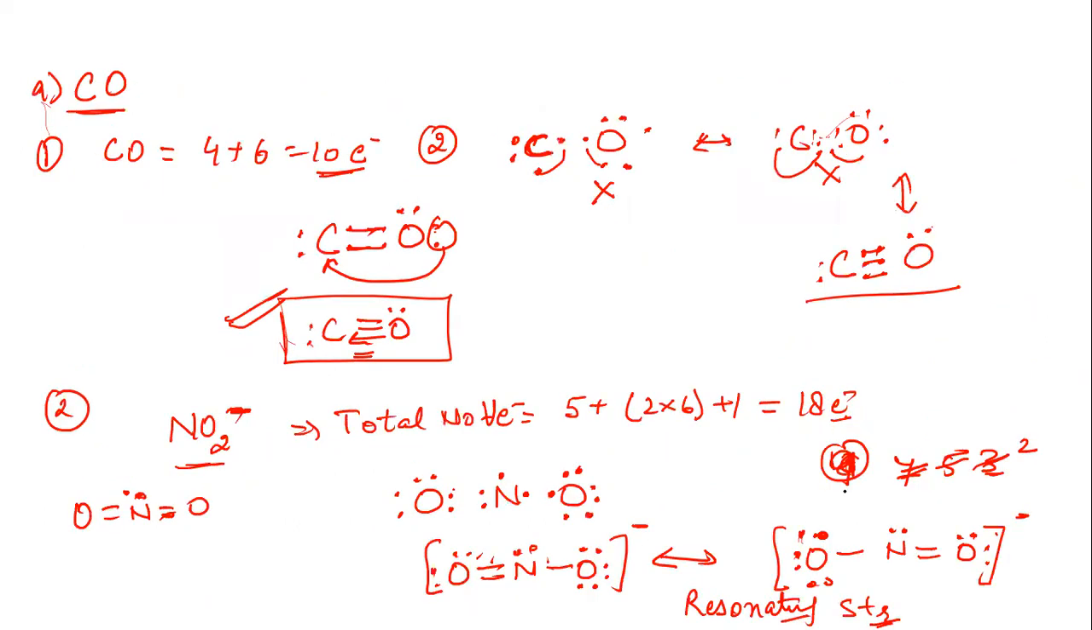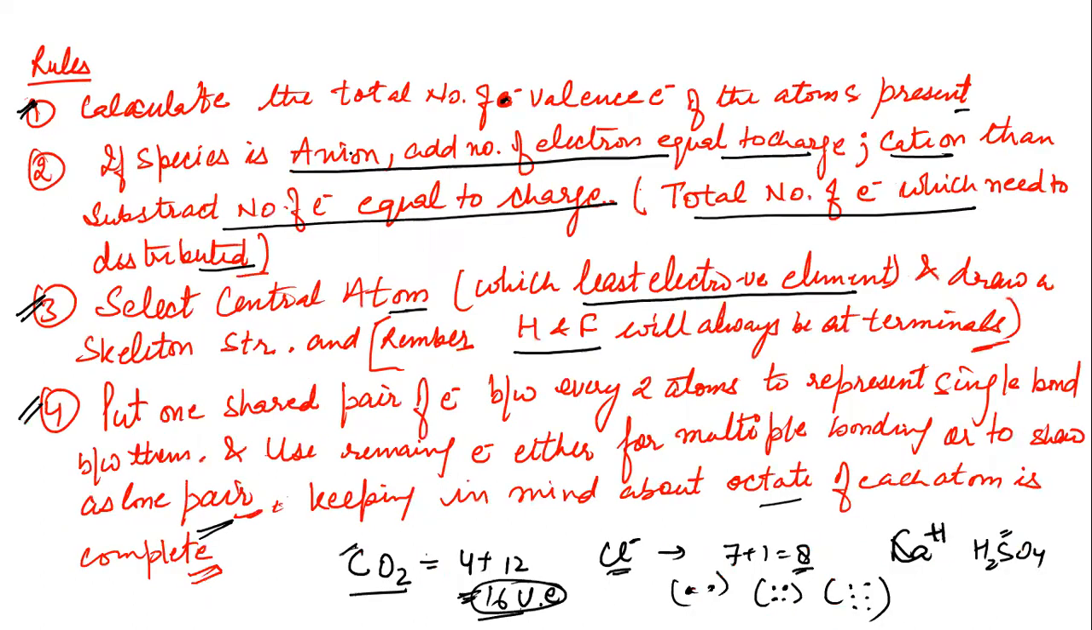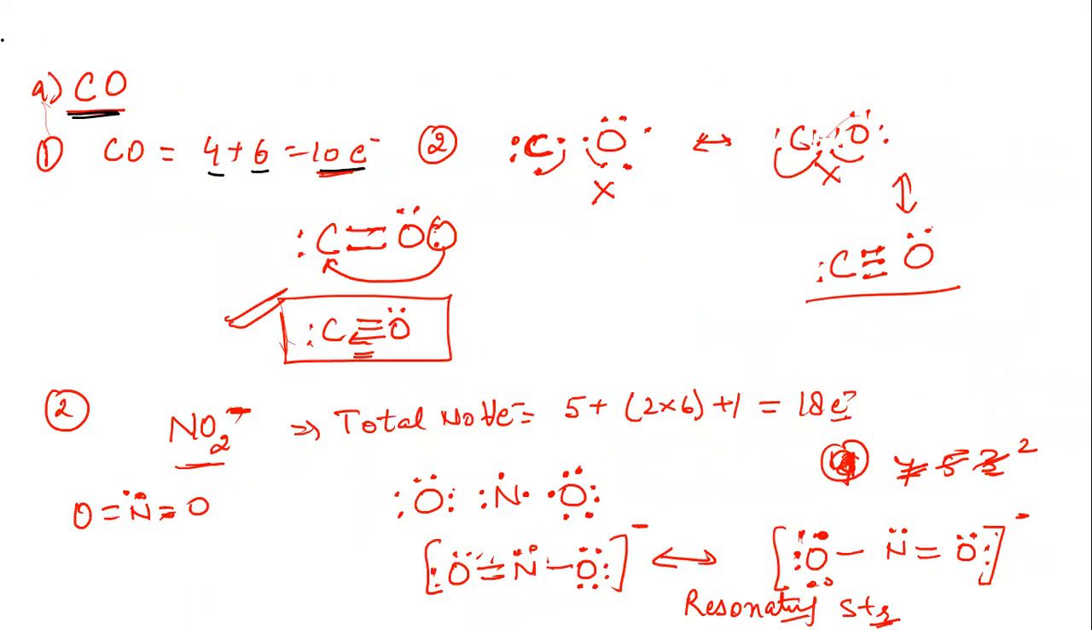Now we will discuss CO, carbon monoxide. Carbon atomic number is 6, valence electrons will be 4, and for oxygen, 6. 6 plus 4 is equal to 10 valence electrons. So the first step is done: calculate the total number of valence electrons of the atoms. The second step, if it is an anion or cation. Now we are not having any anion or cation, so no need to add or subtract anything in this. Clear?